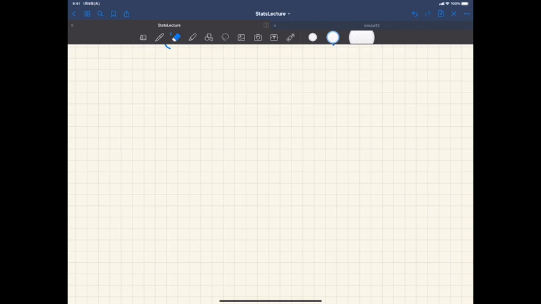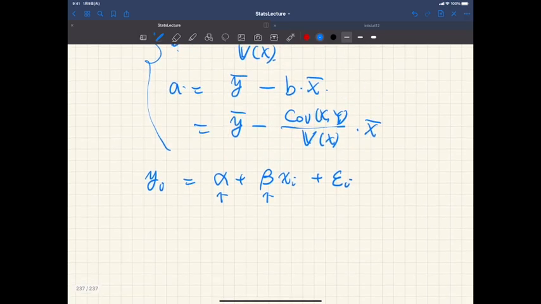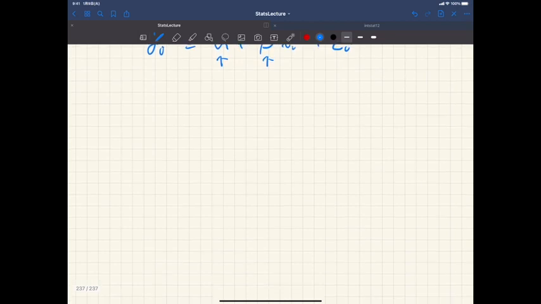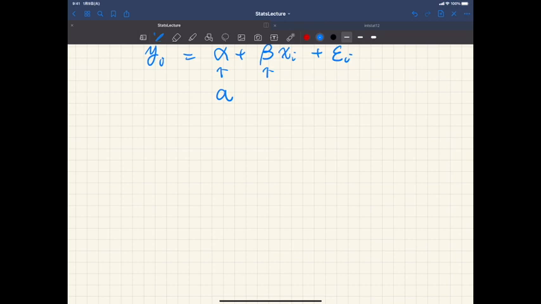Okay, now let's consider the same problem from a different angle. We assume that each data point yi can be related to the value of xi in a linear relationship: alpha plus beta times xi plus some error. These alpha and beta are unknown parameters, but from minimizing the sum of squared errors, we obtain an estimate of alpha as A and an estimate of beta as B. So these are estimates.